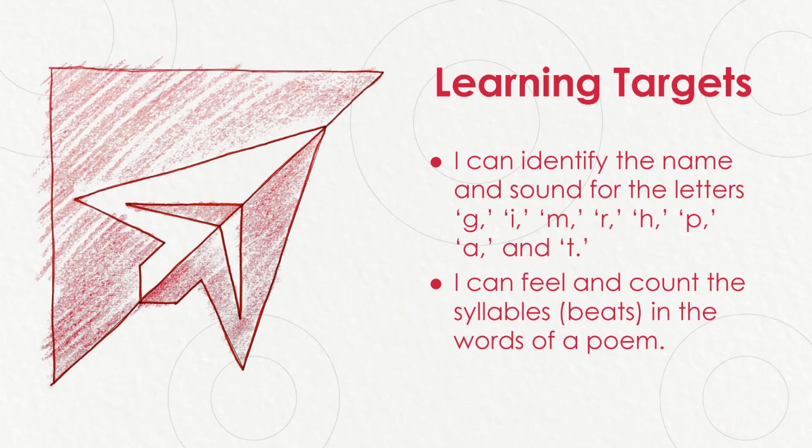The first target says, I can identify the name and sound for the letters G, I, M, R, H, P, A, and T. The second target says, I can feel and count the syllables or beats in the words of a poem.